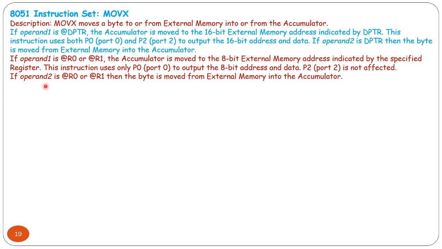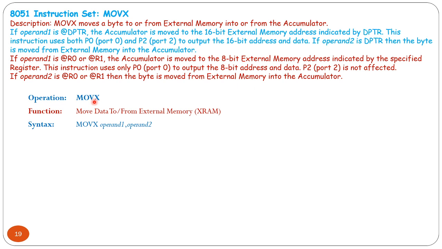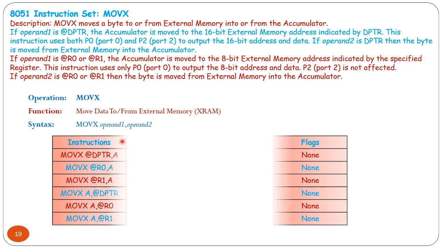If the operand 2 is @R0 or @R1, that is indirectly addressing these two registers, then the byte is moved from external memory into accumulator. So this is the point we have to remember. MOVX, this is the operation. Function of this instruction is move data to or from external memory. So this is the external random access memory or data memory. Then the syntax will be MOVX operand 1, operand 2.